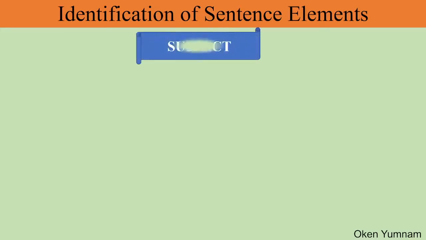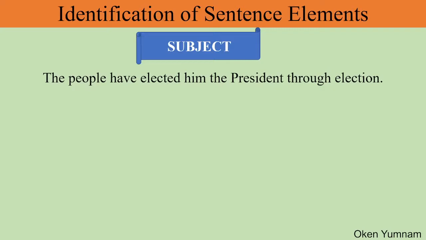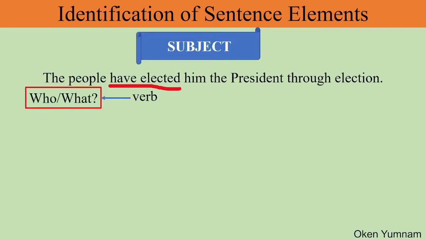First of all, let's identify the subject. Look at the earlier sentence. First, you identify the verb, have elected. Then you ask the verb, who or what is there before the verb? And the reply is the people. So the people is the subject. This is how we identify subjects in a sentence.